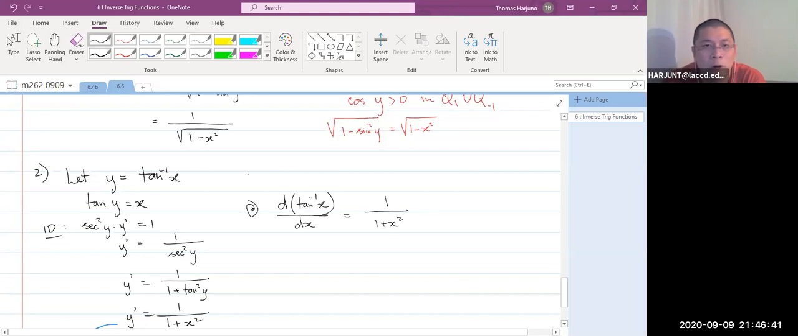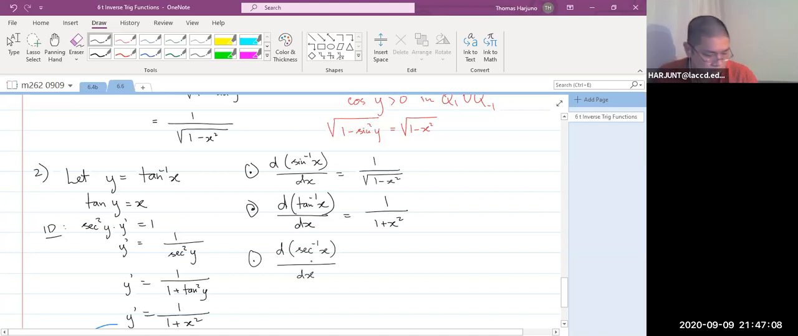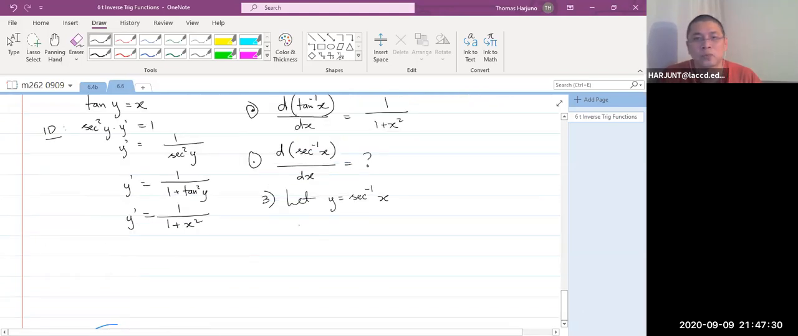The derivative of sine inverse x with respect to x is 1 over the square root of 1 minus x squared. The last one: the derivative of secant inverse x with respect to x equals what? That's our point number 3. Let y equal secant inverse x. So secant y equals x.